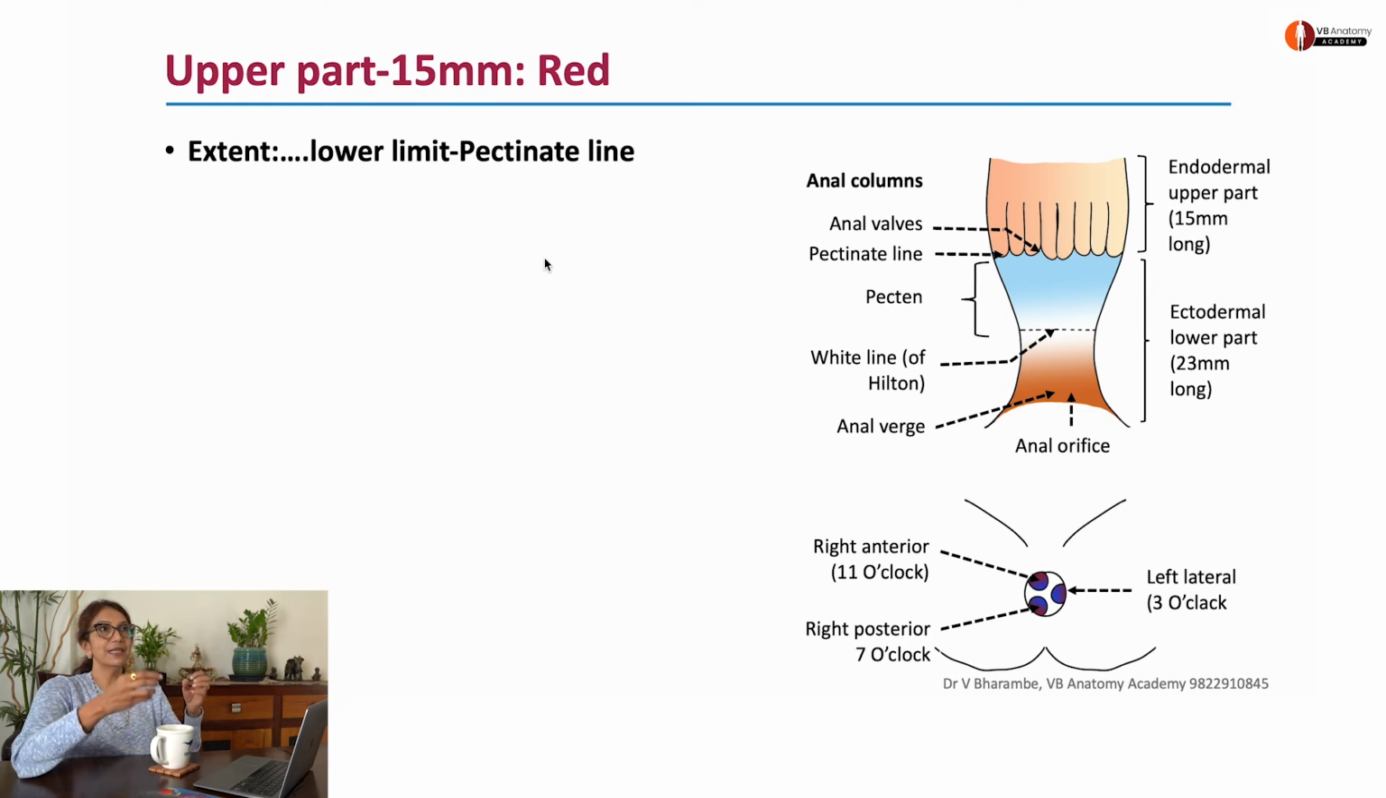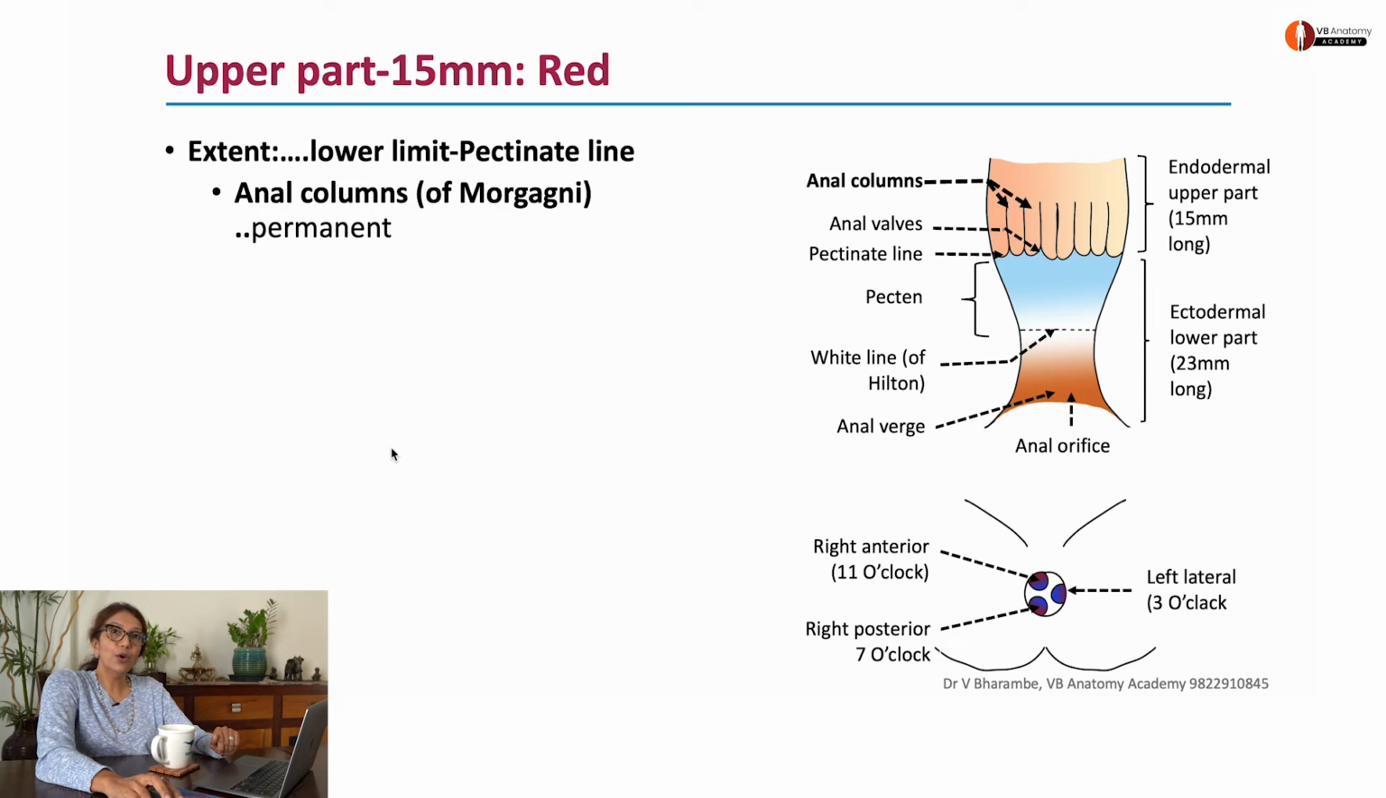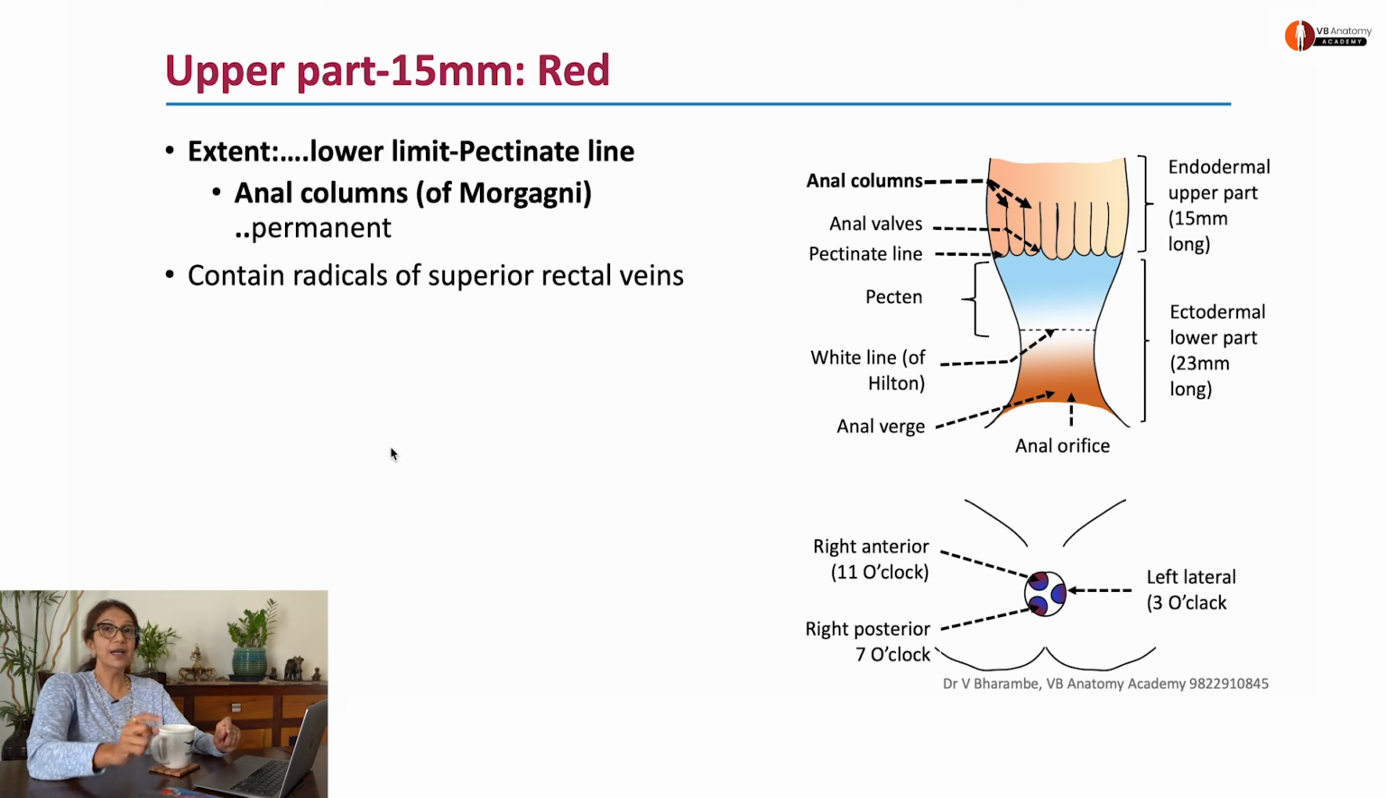So let's now understand a little bit more about the wall of the anal canal and discuss a little bit about hemorrhoids or piles. The upper part of the anal canal is about 15 millimeters in length. It's limited below by the pectinate line. The wall of it shows presence of longitudinal columns which are called anal columns, the anal columns of Morgagni. They contain radicles of superior rectal veins. You have to imagine that inside them there are superior rectal veins.